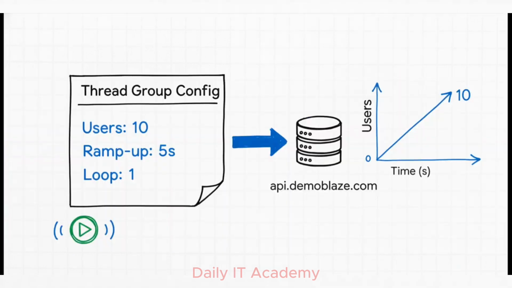Let me show you exactly how to configure your first basic test. Let's say we're targeting the public JSON placeholder API. In our thread group, we set the number of threads, which, remember, is our users, to 10. We set the ramp-up period to 5 seconds.